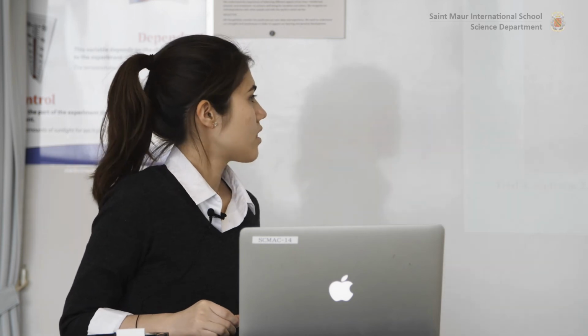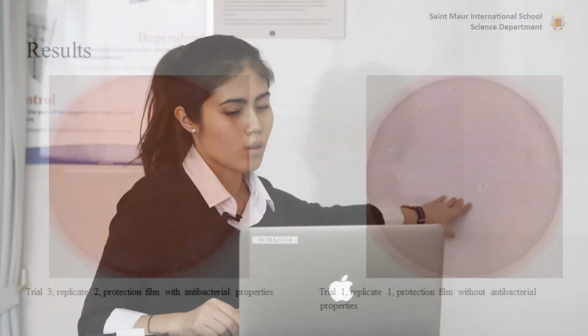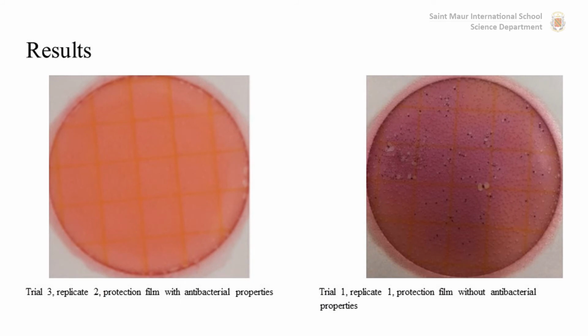The results vary for the experiments, but in order to show some traits, this first petrifilm shows a petrifilm incubated without any growth of bacteria, and the second one shows a petrifilm with a really numerous amount of growth.